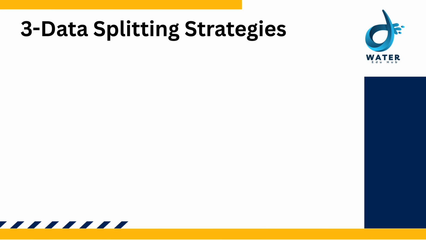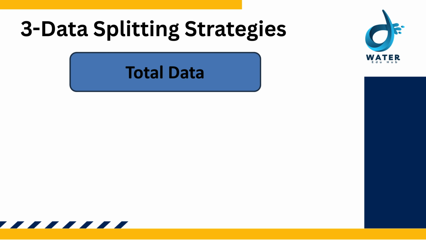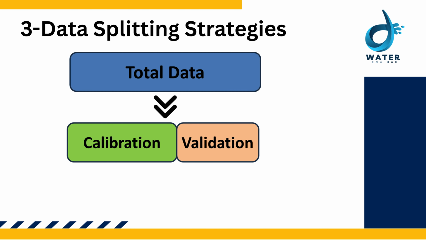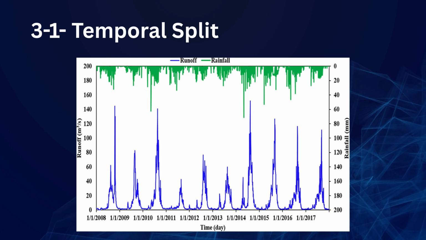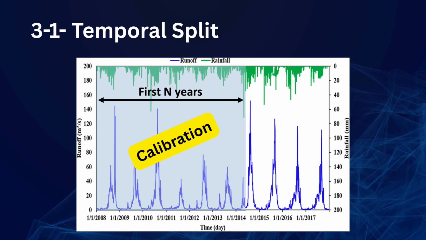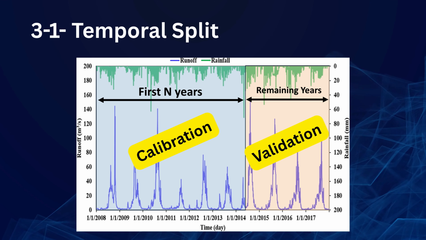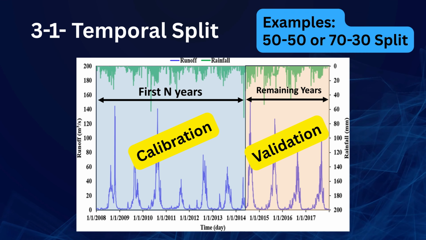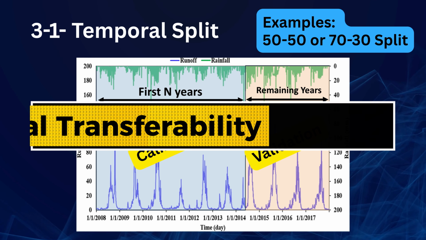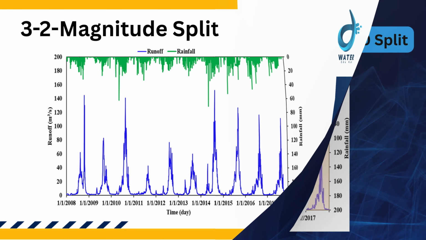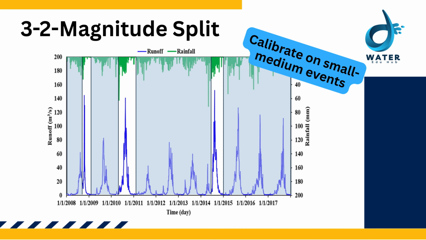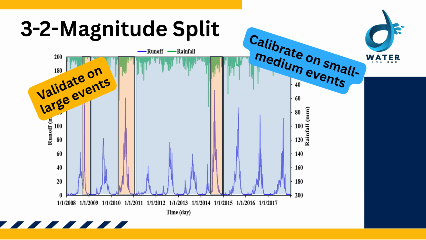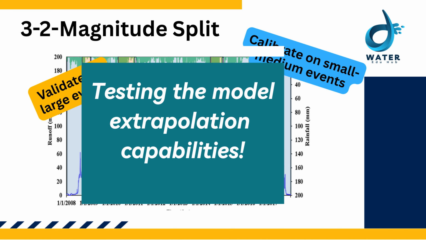Third is the data splitting strategies. Industry practice requires dividing data records into calibration and validation datasets. Different splitting approaches serve different purposes. First is the temporal split. We calibrate on the first n years of the data and validate on the remaining part. For example, a 50-50 or 70-30 split. This serves temporal transferability. Second is the magnitude split. We calibrate on small to medium events and validate on remaining large ones. This is best for testing the model extrapolation capabilities.